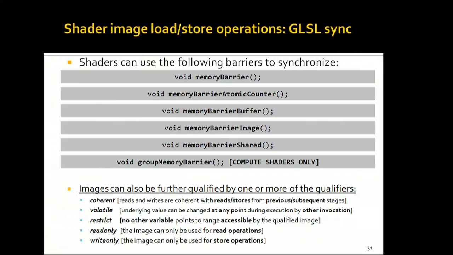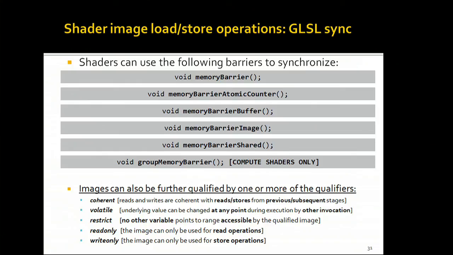Then we have volatile, which is a keyword that tells that, OK, my image is the only means of accessing the data in an image. It is guaranteed that no other thing will interfere with the value that I will be able to access with my image. Then we have the restrict keyword, which is, oh, I think I mixed these two. OK, sorry, I was talking about restrict. No other variable points to the range accessible by the qualified image. And volatile is about the underlying value that can't be changed at any point during execution by other invocations.